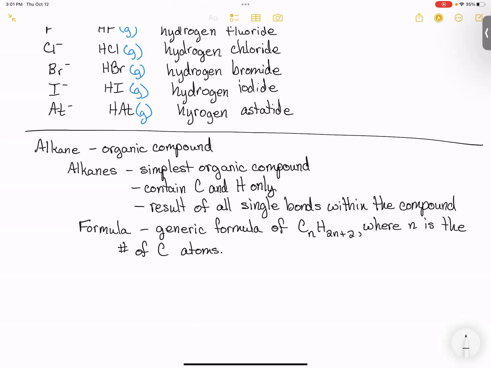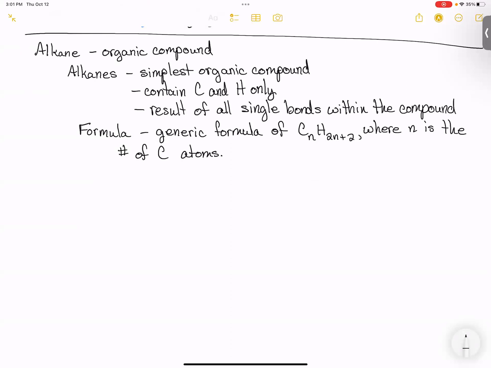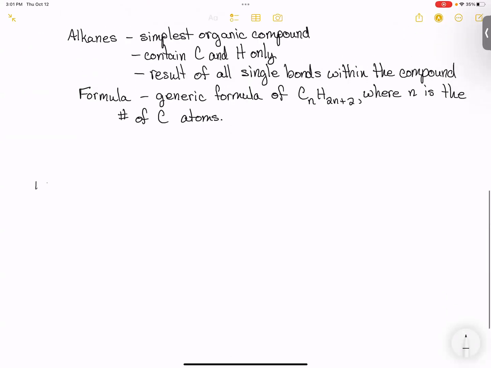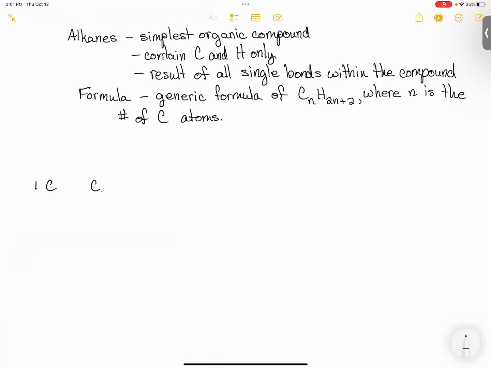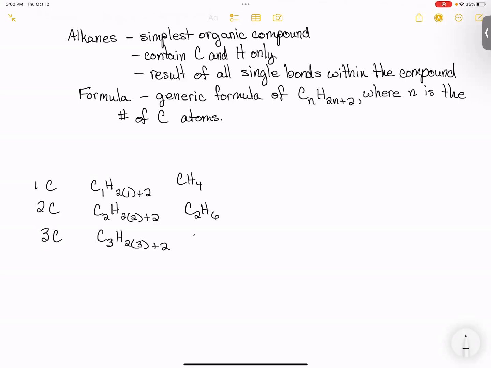But we're going to go ahead and I want to pull up and do the actual formulas. So if I have one carbon, then it's C1. My H would be 2 times 1 plus 2. So in other words, it would be CH4. 2 carbons, it would be C2. H would be 2 times 2 plus 2, or in other words, it's C2H6. 3 carbons, C3H, 2 times 3 plus 2, or in other words, C3H8.